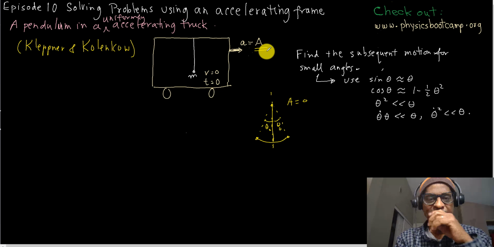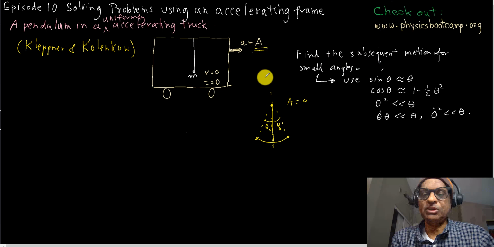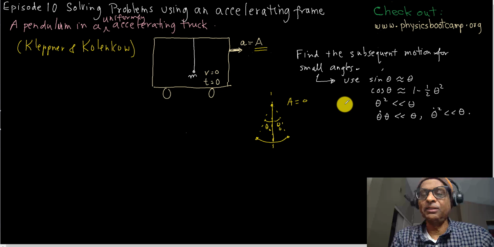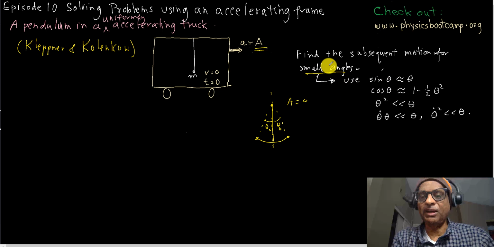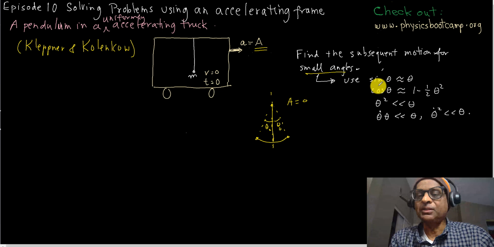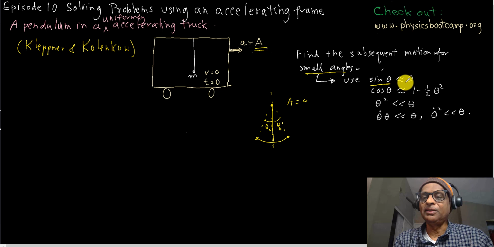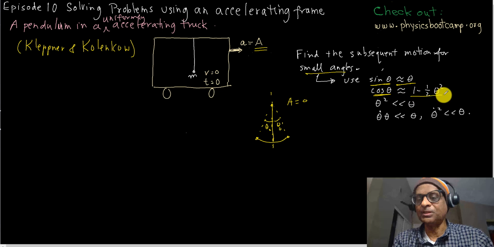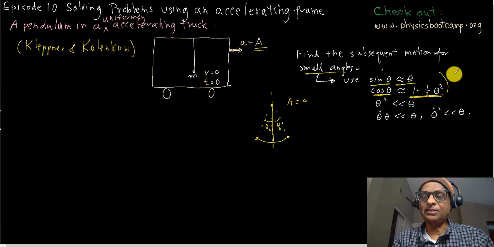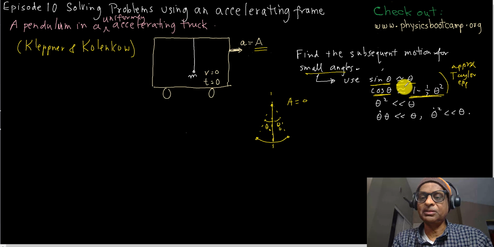Now when it's accelerating, the question is what will happen, and we're going to do it for small angles. What small angles means for us is that whenever I see sine theta, I'll be able to replace it with theta, and whenever cosine theta, I'll replace it with 1. These are Taylor expansions, the approximation from the Taylor expansion of sines and cosines.